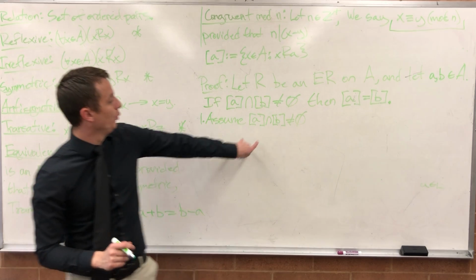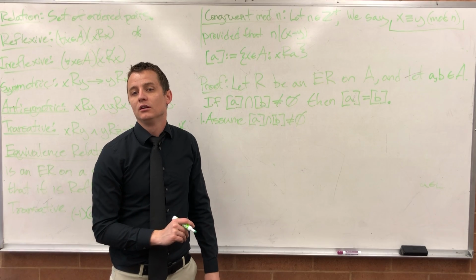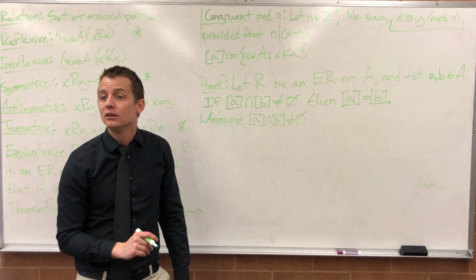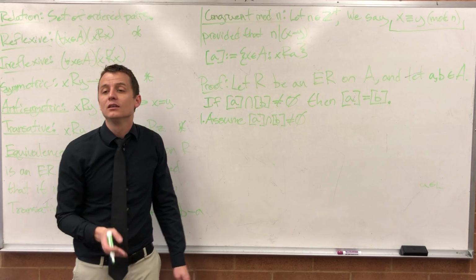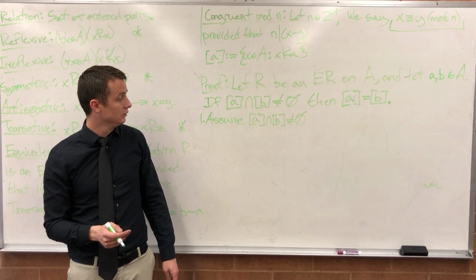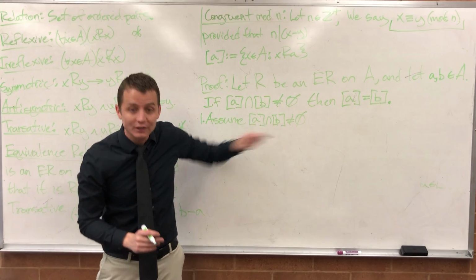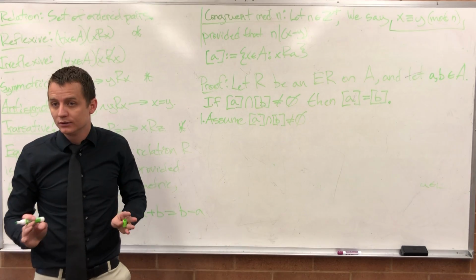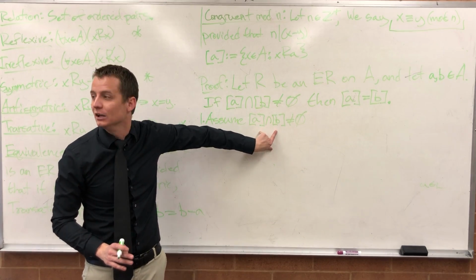What does it mean for the intersection of two sets to not be empty? There has to be something inside. Inside what? Inside the equivalence class of A and the equivalence class of B. So there's something in both of them. Perfect. So if their intersection is not empty, there's something in both of them.